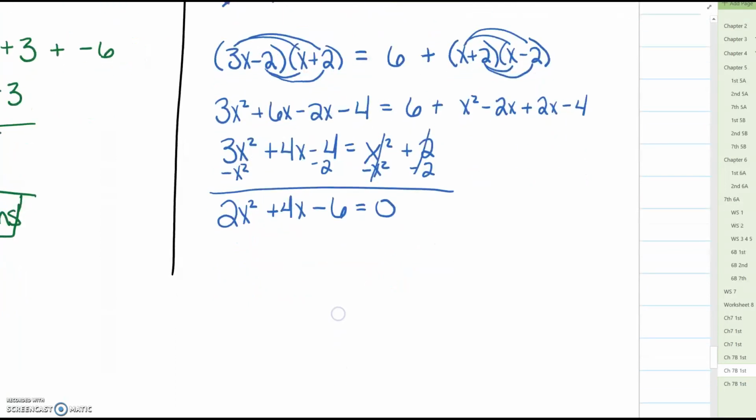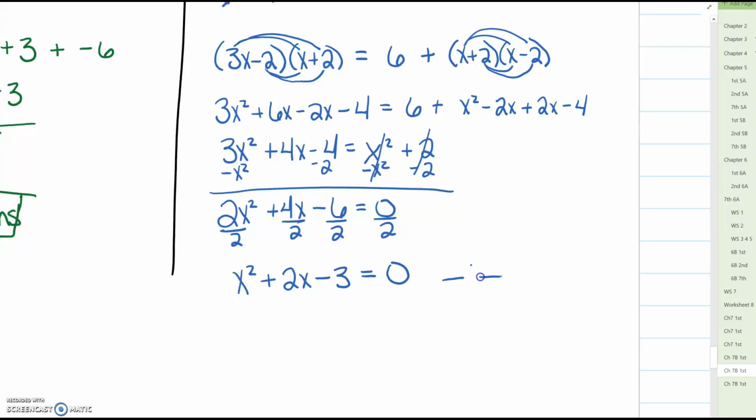Does anyone see any challenges to factoring this one? No. The 2 in front. But are all three terms even? Yes. So we can divide everything by 2 to make it easier to factor. So x squared plus 2x minus 3 equals 0. That factor of 2 is not going to change what your answer is. It's kind of like you can multiply every term by something, you can divide every term by something.